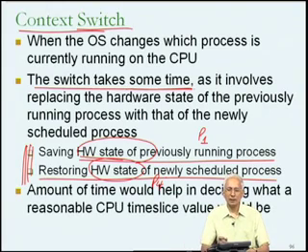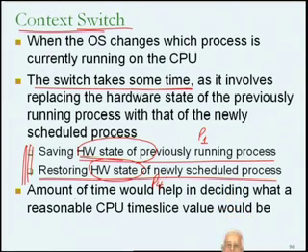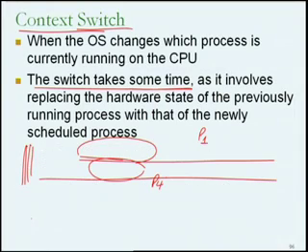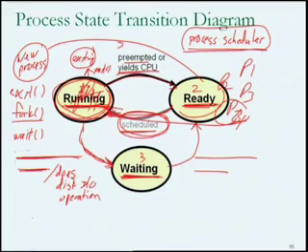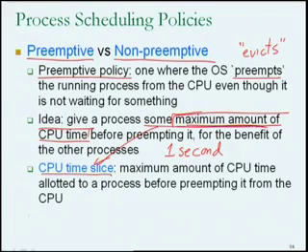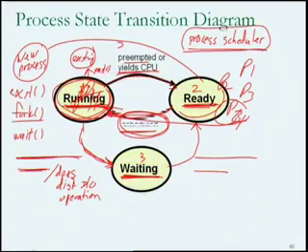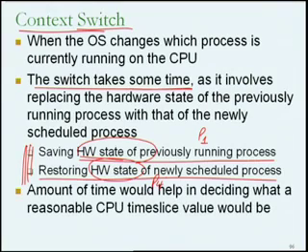Okay, so this amount of time that it takes may also be useful for the person designing the operating system in deciding what would be a reasonable CPU time slice value. Remember, we talked about the CPU time slice in a previous slide. It was the maximum amount of CPU time that could be allotted to a process before it is preempted from the CPU.